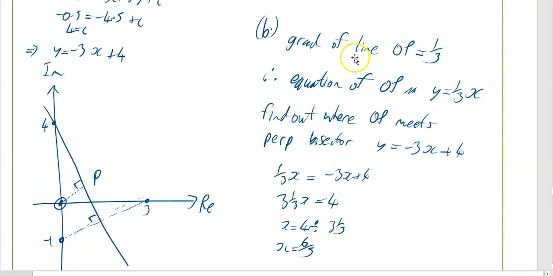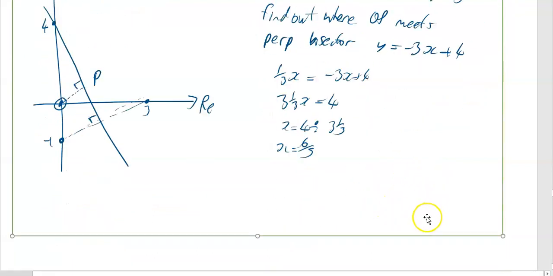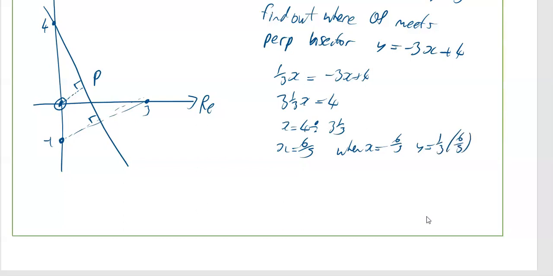Okay, so after you've got that 6/5, just put that into either of your equations. I'm going to put it into the first one, so when x equals 6/5, my y is equal to 1/3 times 6/5, and that works out to be 2/5. We've got our point P, so we now know that P is equal to (6/5, 2/5).